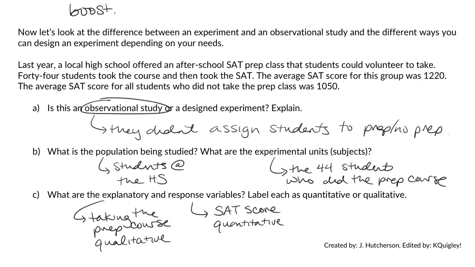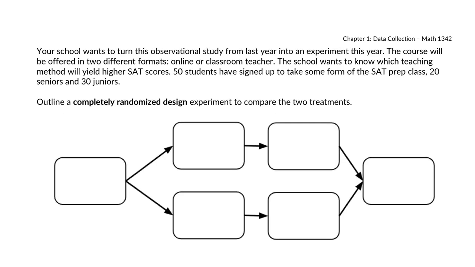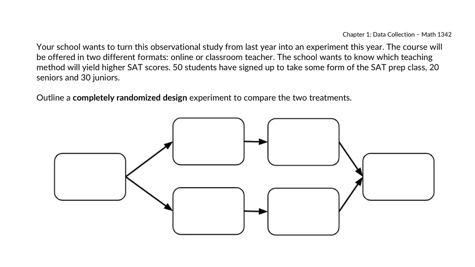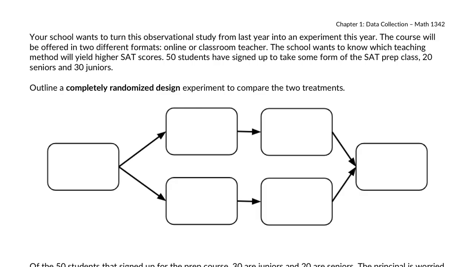So, okay. Observational study. Remember, in observational studies, we cannot say something caused something to happen. We can just say there's an association. So there's an association we think we see between these prep courses and higher SAT scores. Let's say the principal wants to actually design an experiment to be able to say that one thing causes the other. So they're offering the SAT prep in two formats, an online class or with a classroom teacher. The school wants to know which teaching method will yield higher SAT scores.